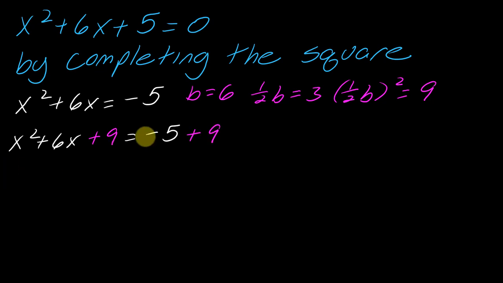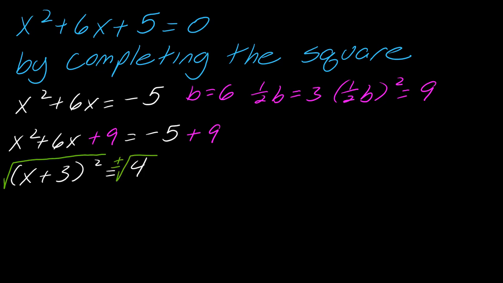Now I factor this side. To factor this, you will always have x plus whatever your half b is. So this will be x plus 3 is how that side would factor. And then -5 plus 9 is going to equal 4. From here, I use the square root property. To use the square root property, you take the square root of each side, but this side becomes plus or minus. So then what I'm left with is x plus 3 equals plus or minus 2.